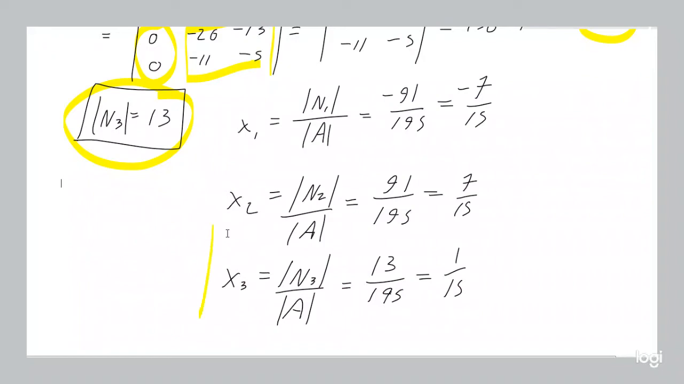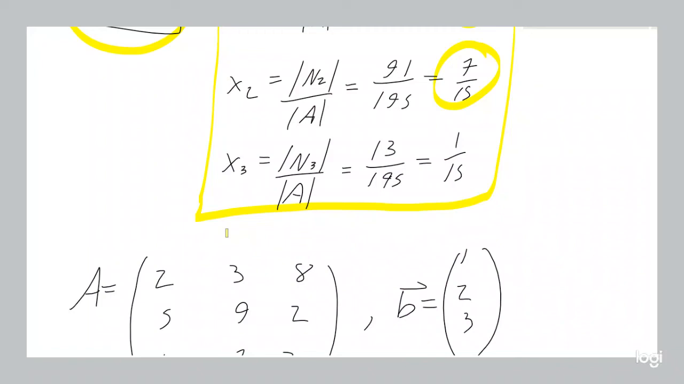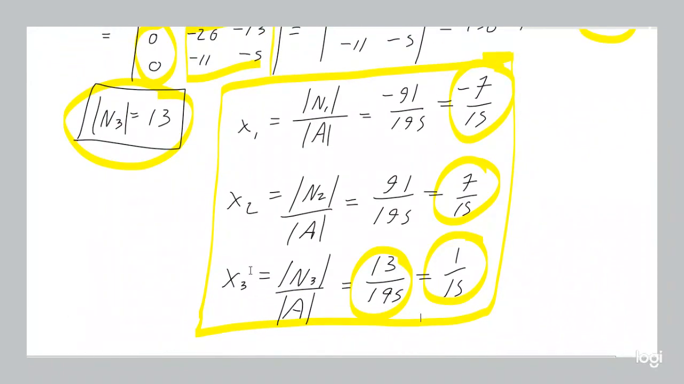Now we can get our three components. X1 is going to be the determinant of N1 over the determinant of A. So that's negative 91 over 195, or negative 7 out of 15. That's what that reduces to. For X2, it's going to be the determinant of N2 over the determinant of A. So positive 91 over 195, or positive 7 out of 15. And for X3, it's going to be the determinant of N3 over the determinant of A. So 13 over 195, or 1 out of 15. So there's our matrix X right there: negative 7 out of 15, positive 7 out of 15, and positive 1 out of 15.